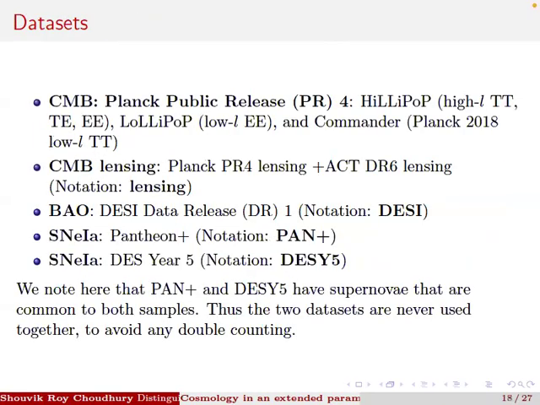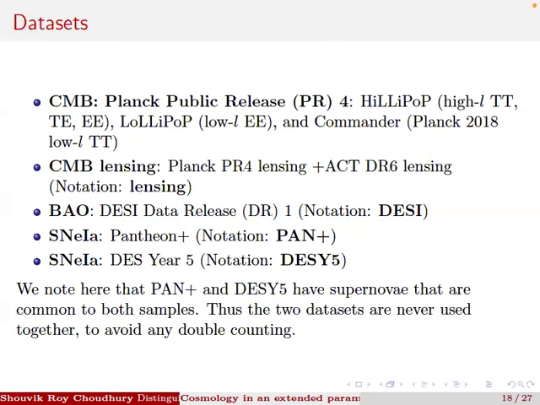So we use CMB Planck public release 4 likelihoods along with the latest CMB lensing likelihoods and BAO data from DESI DR1. Our paper is slightly old. It was published in September. So we use DESI DR1, not the DR2, and we use Pantheon Plus and DES-Y5 supernovae separately. Pantheon Plus and DES-Y5 cannot be used together because they have some supernovae in common. If we use both together, there will be double counting, so we have to use them separately.